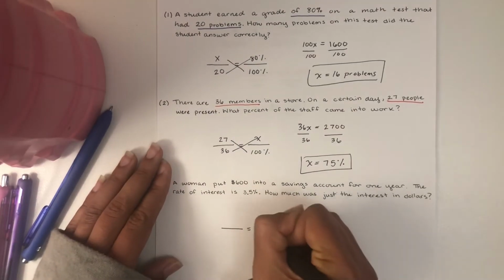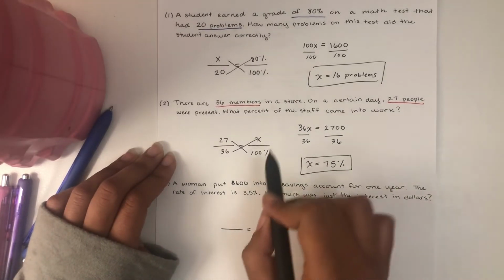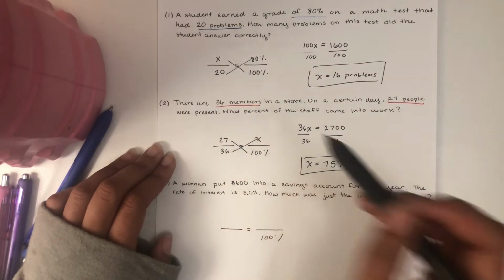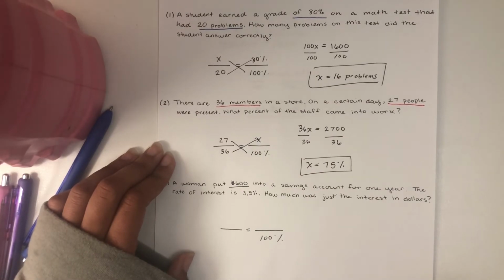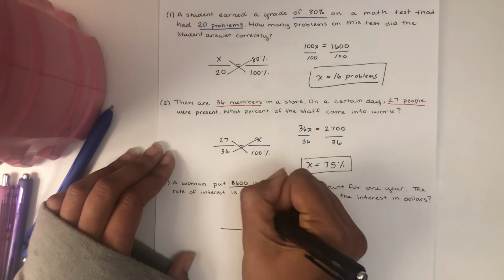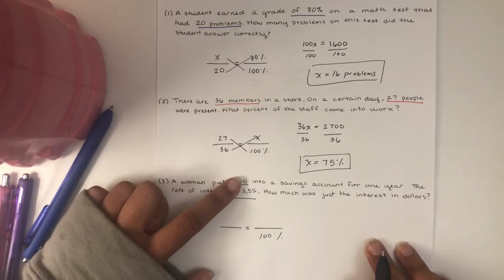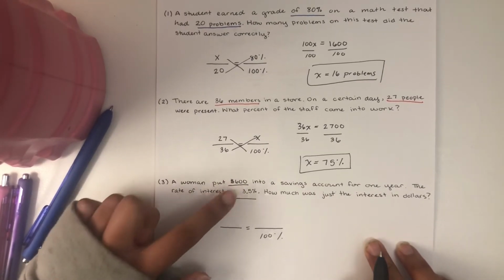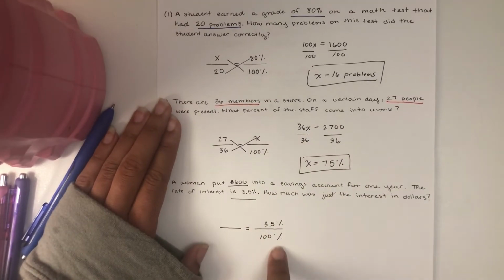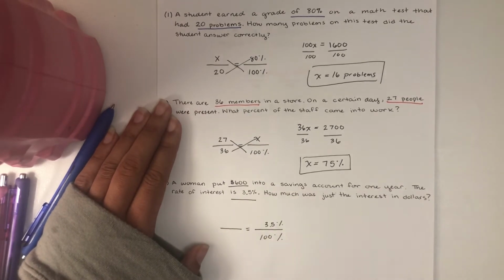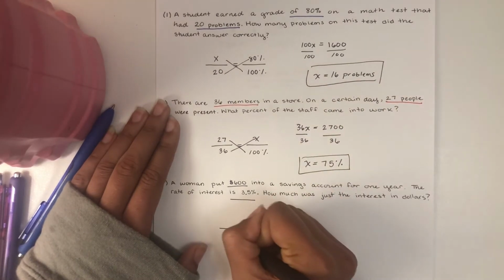So you should be setting up your proportion, right? Or hopefully you did that already. So it's out of 100%, right? Just as every single one has been. A woman put $600 into a savings account for 1 year. The rate of interest is 3.5%. How much was just the interest in dollars? So we have $600 and 3.5%. Where does this 3.5 go? With the other percent. Percents go with percent. So if you see a percent, it goes with the 100. Now I just need to figure out, does this 600 go on the top or the bottom? The bottom.